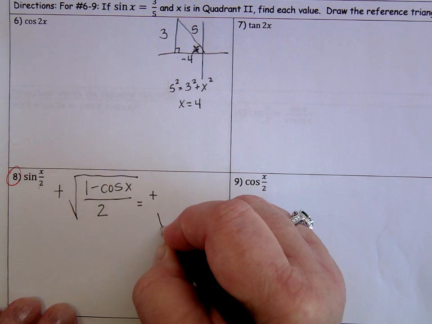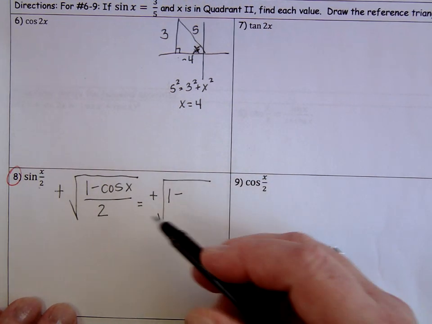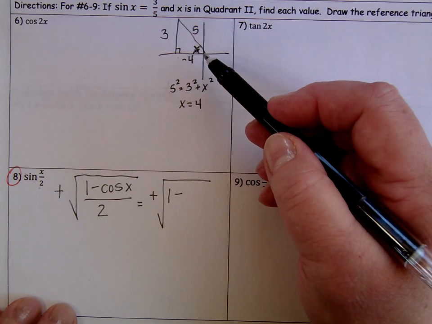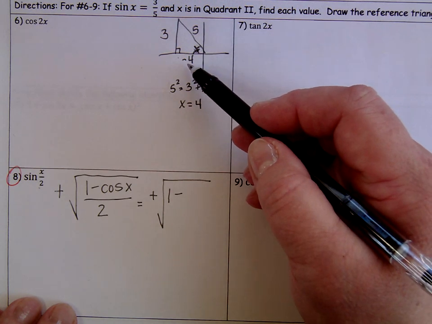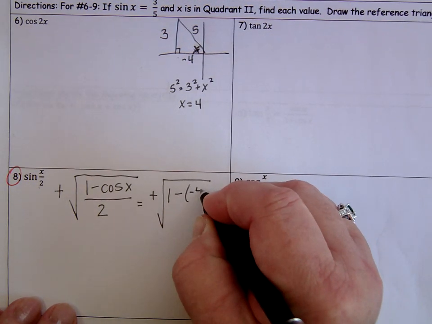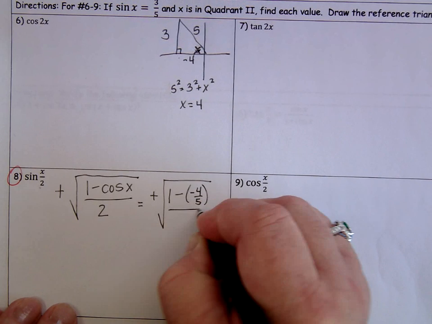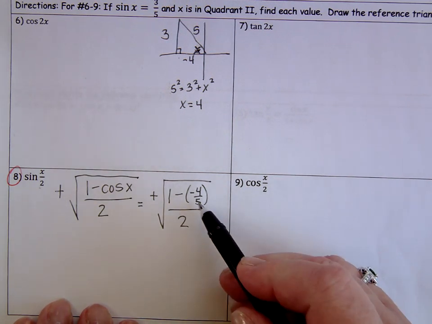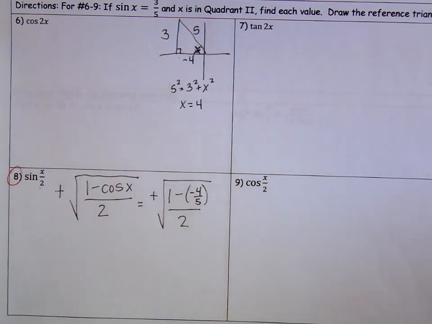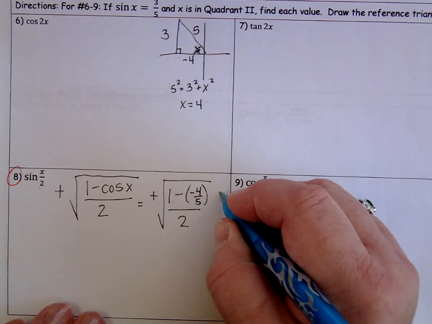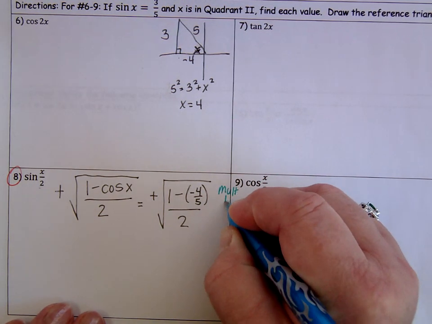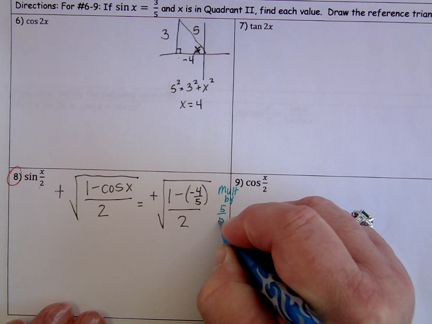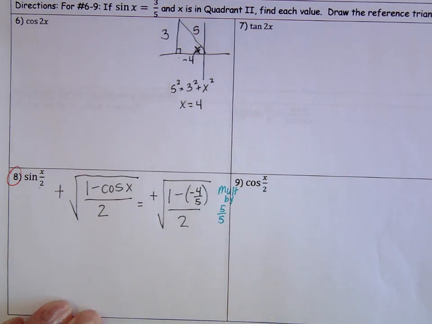So I have the square root of 1 minus, what's the cosine of x? So I go to my triangle, the reference triangle. Cosine is negative 4/5. Put that right here. All over 2. Now this time what would I multiply by? I've got kind of different numbers going on in here, right? But I'm going to multiply by whatever this denominator actually is over here. So I'm going to multiply by 5 over 5.